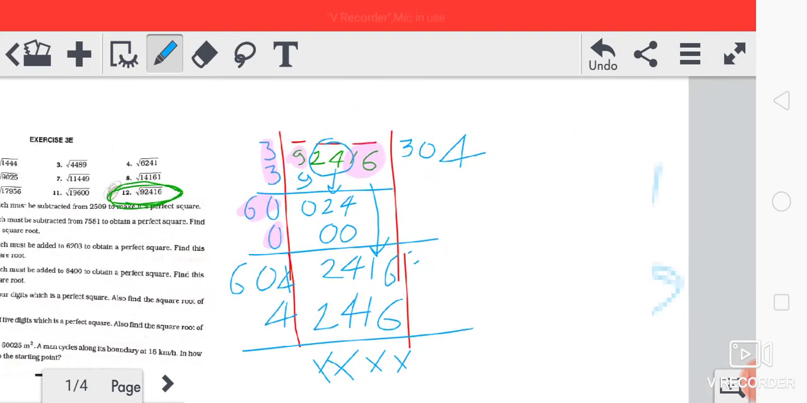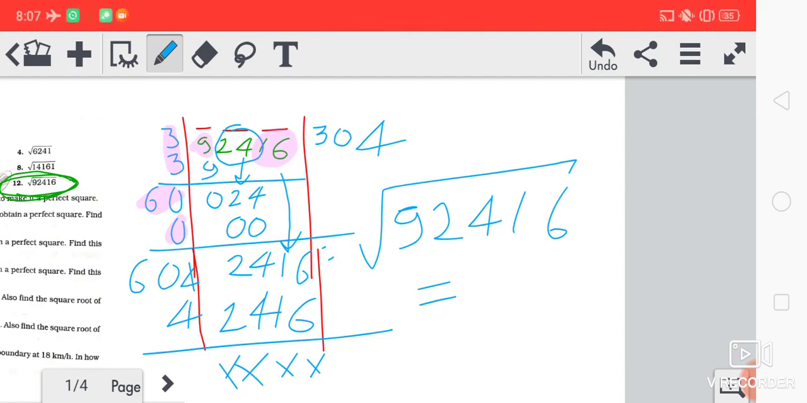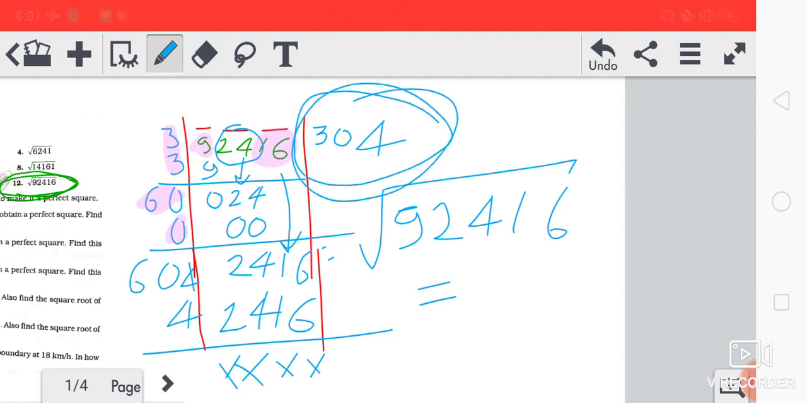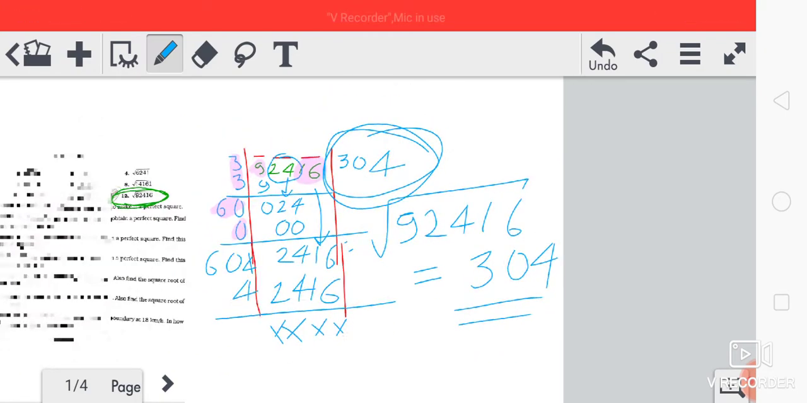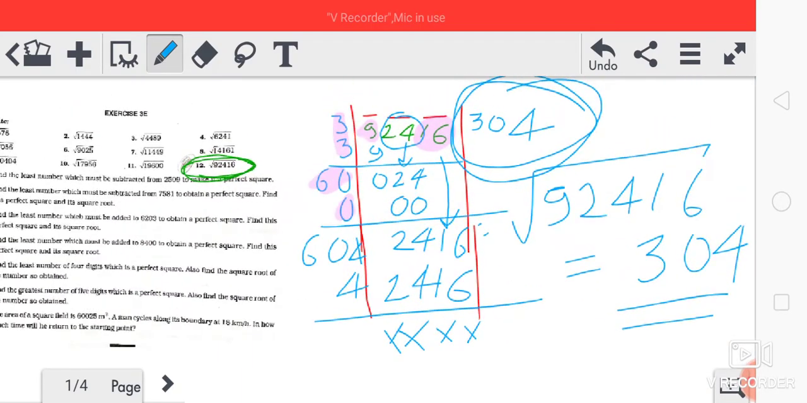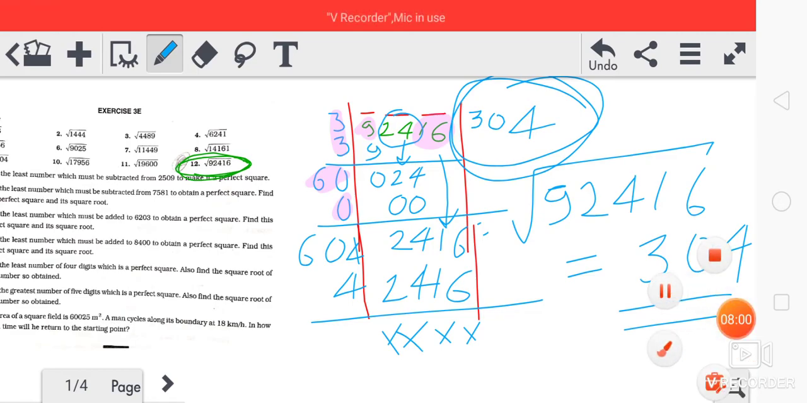So finally how much are we getting? The square root of 92,416. How much are we getting? We are getting 304, equal to 304. Okay, so this way we can find the square root of any number by the division method.